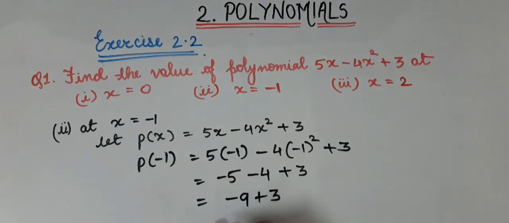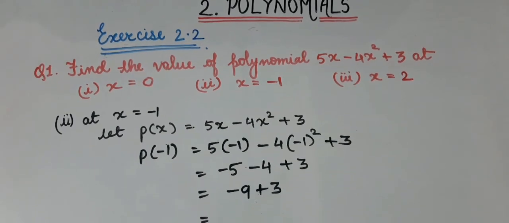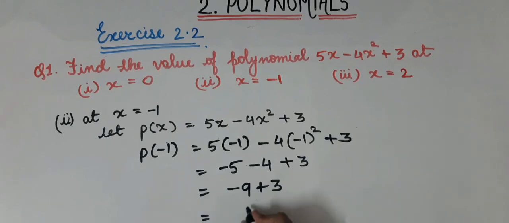Plus 3. Different signs are there, so you will subtract and give the bigger number's sign. So 9 minus 3 is how much? 6. But you will give a negative sign because the bigger number is negative. So the answer will be minus 6. So the value of the polynomial at x is equal to minus 1 is minus 6. Similarly solve for the next one at x is equal to 2.